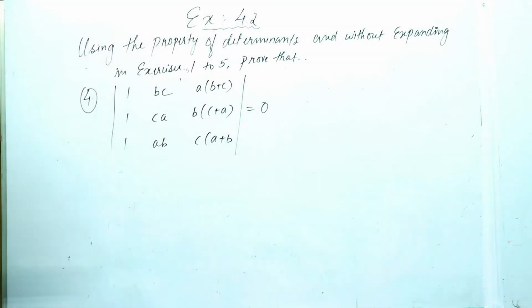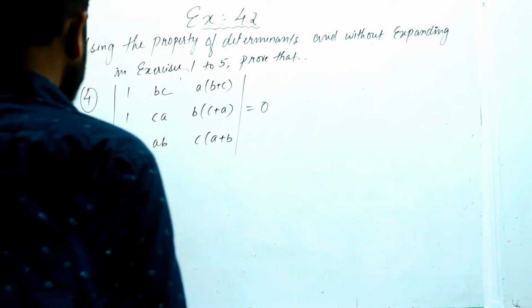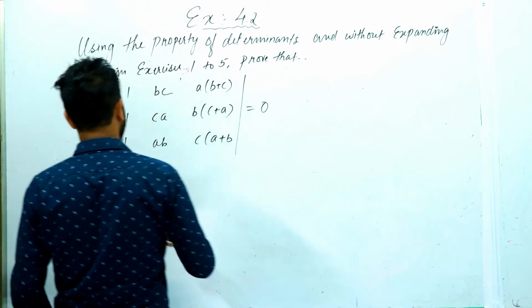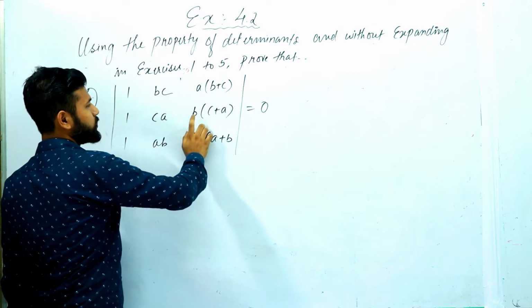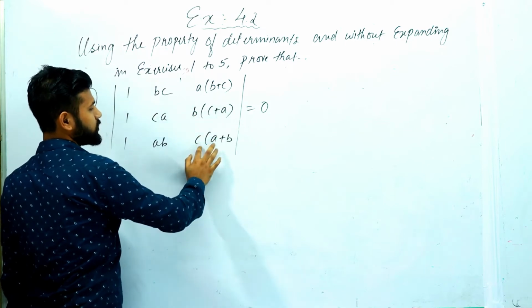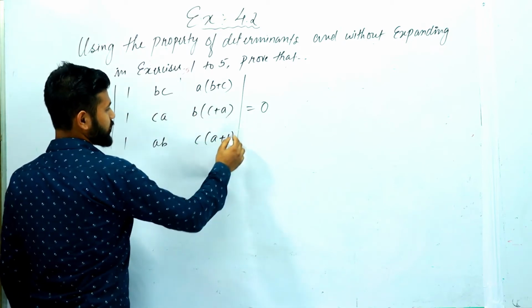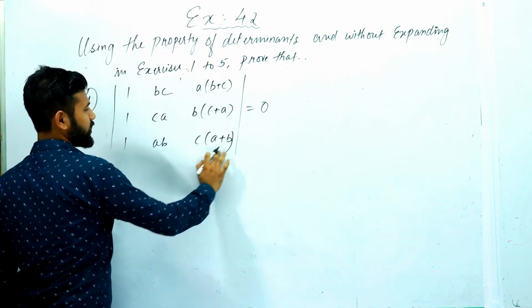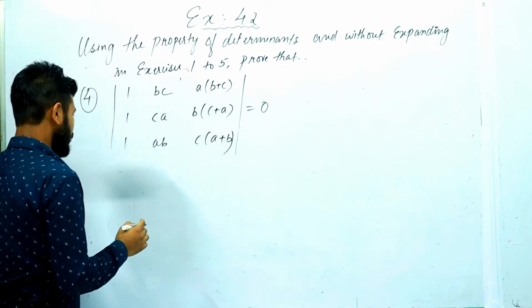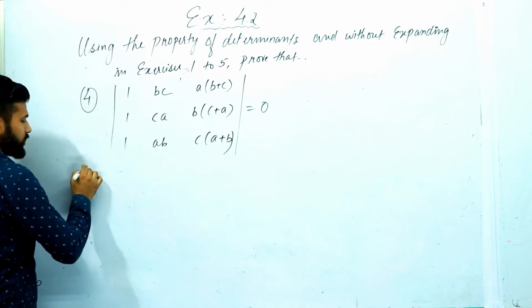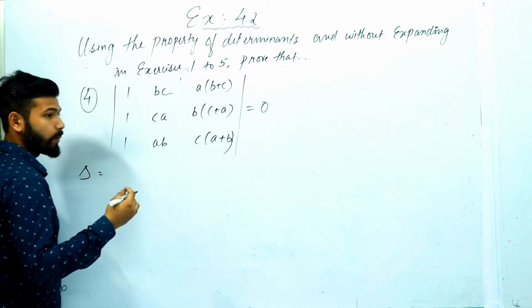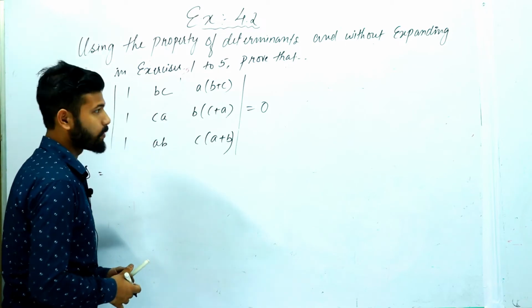So here is another nice question, question number 4 of exercise 4.2. The question is given as follows: the determinant with rows 1, 1, 1; BC, CA, AB; A plus B, B plus C, A plus B. Firstly, let us try to expand it and see what similarity and what pattern we can observe, and after observing the proper pattern, we can apply the properties here.